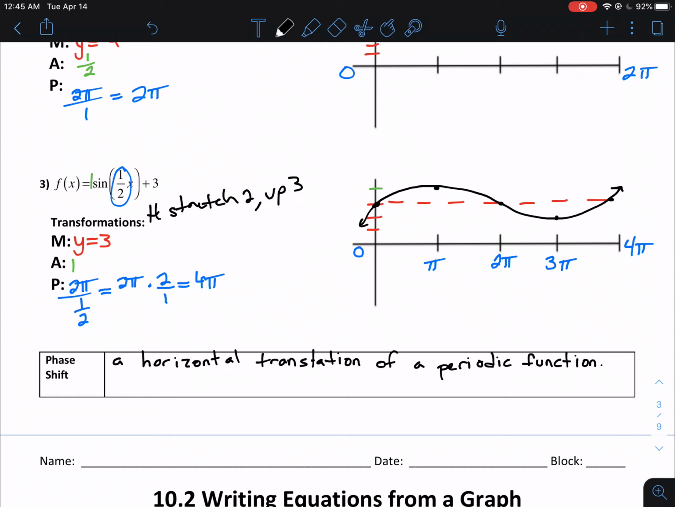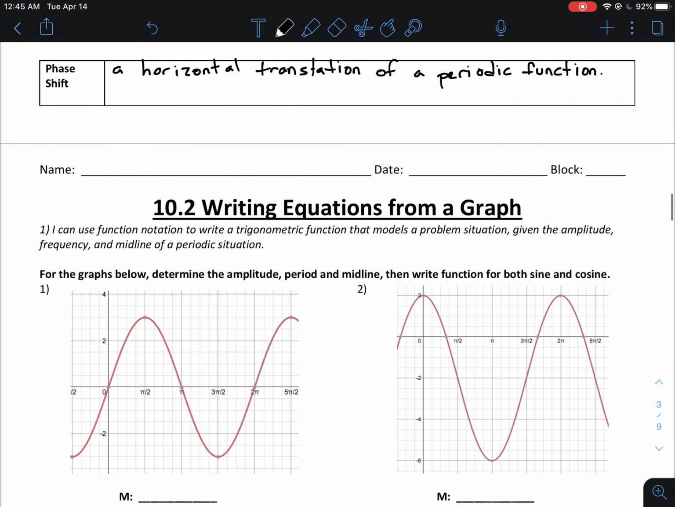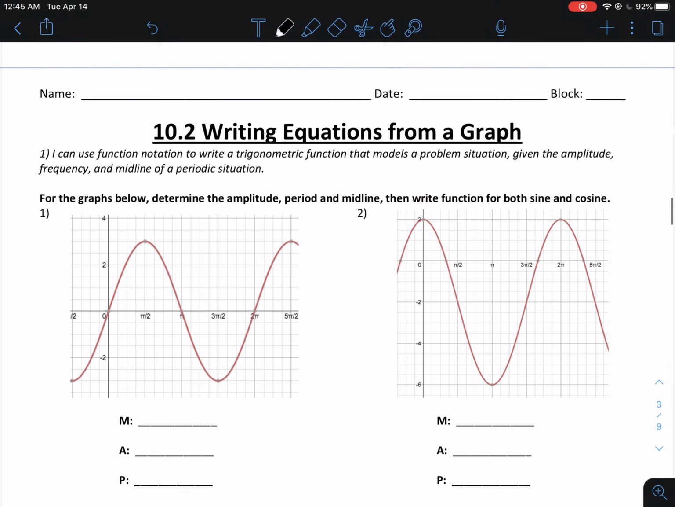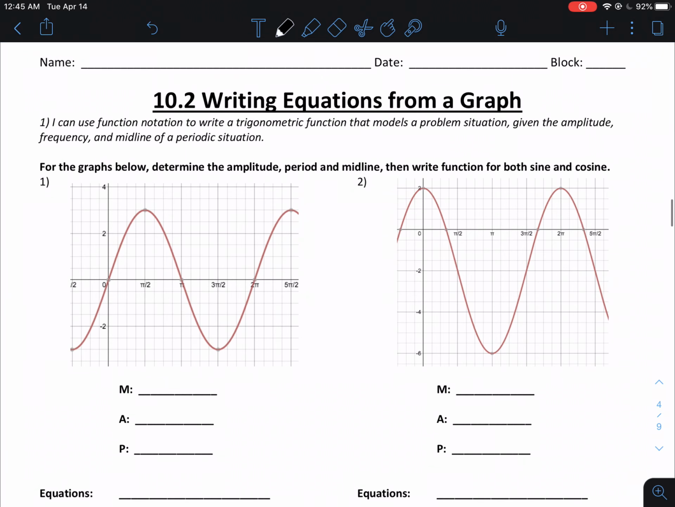All right, that's all I've got for you in this first video from Unit 10. Like I mentioned, next section, we're going to be talking a little bit more about how you can go from a graph to the equation. And we'll use phase shifts to write it not only for one equation, but for both sine and cosine.